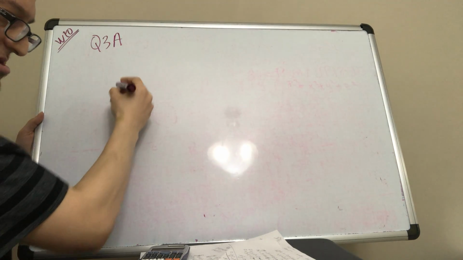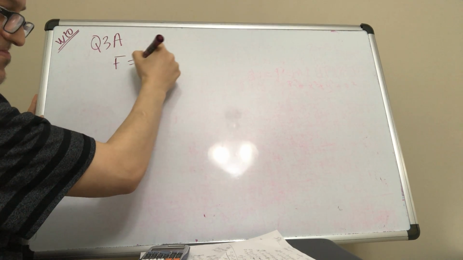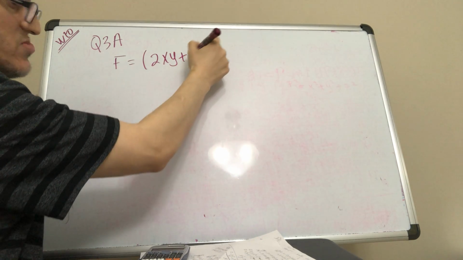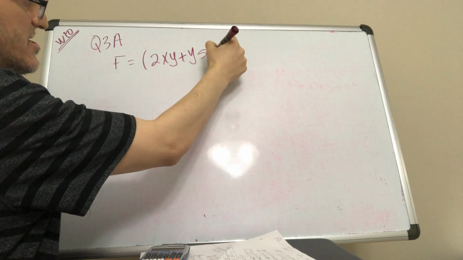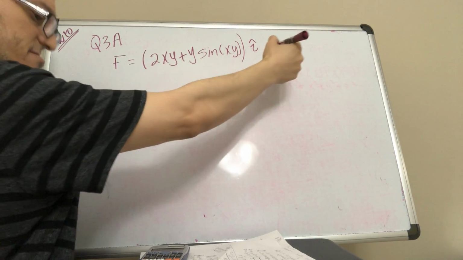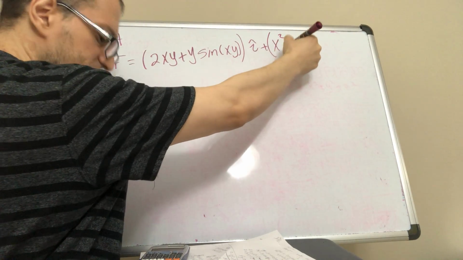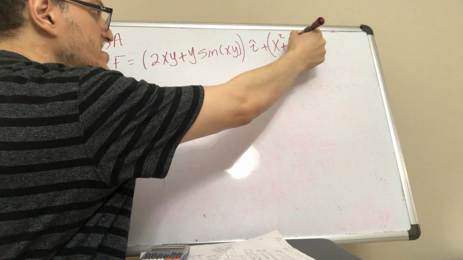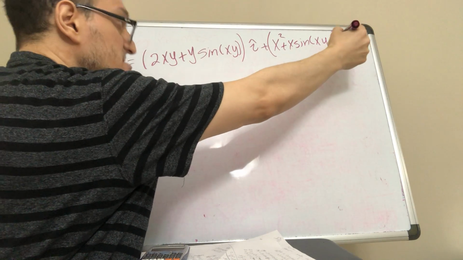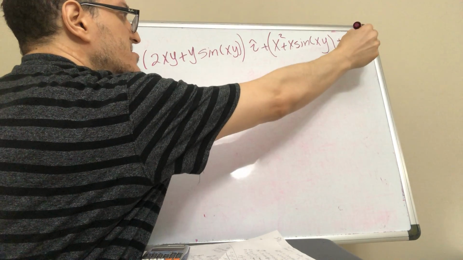Okay, we'll continue, guys. Now, question 3A. They give you a function and they tell you it's 2xy plus y sine xy in direction i, and it's x squared plus x sine xy plus 6y in direction j.